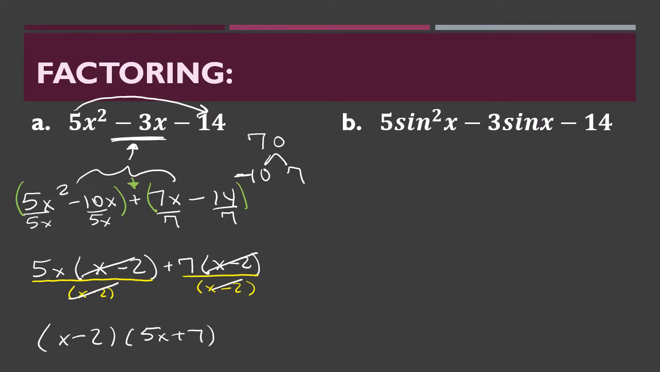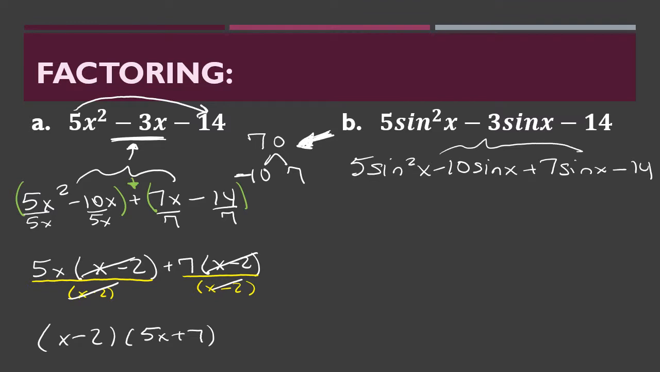Alright, so how does this apply to trig? If you have the problem 5 sine squared x minus 3 sine x minus 14, this is really identical to the problem on the left, with the exception of the fact I took out the x squareds and I put sines in their place. So I'm going to split this middle term the exact same way I did problem A by using the negative 10 and the 7. So this is going to become 5 sine squared x minus 10 sine x plus 7 sine x minus 14.